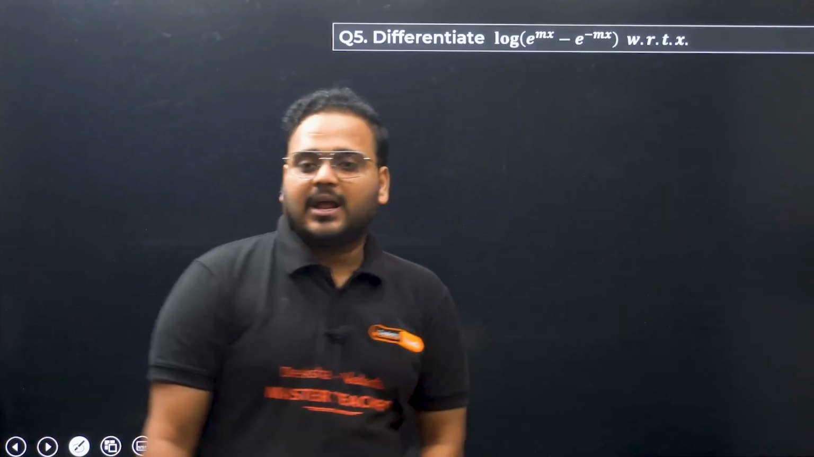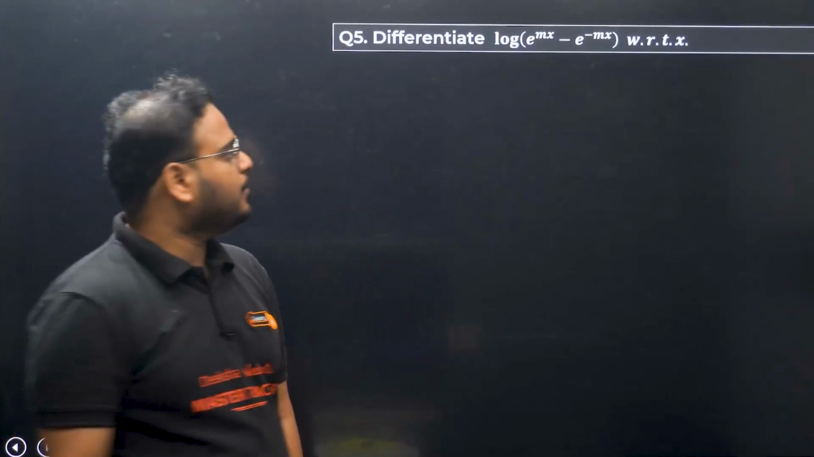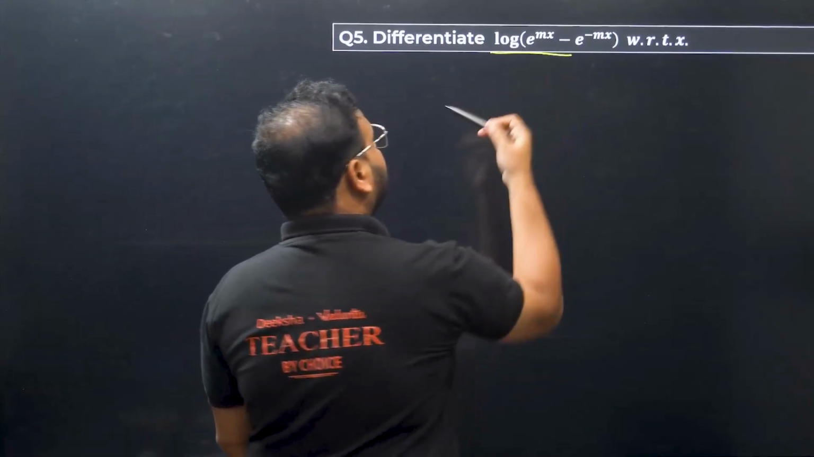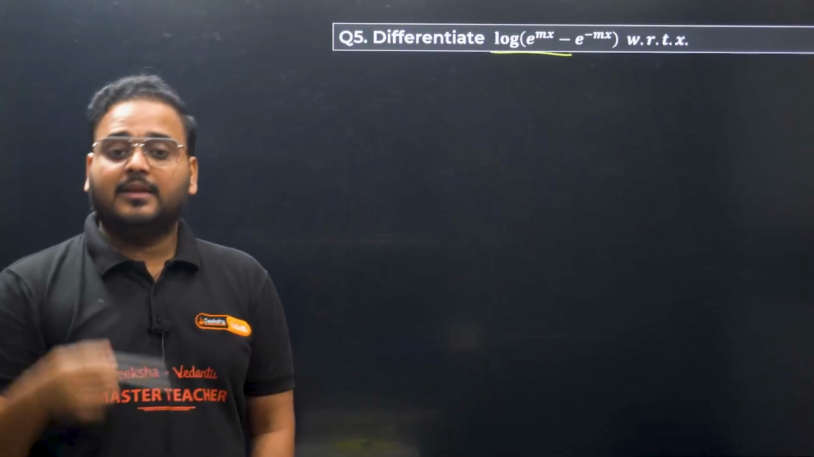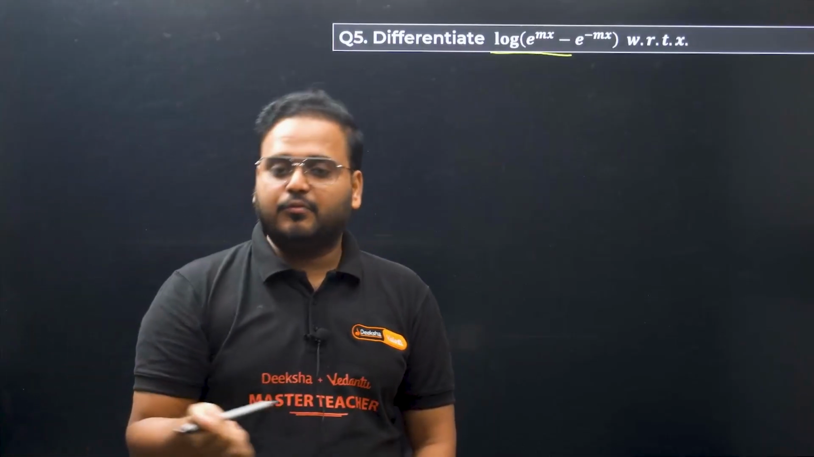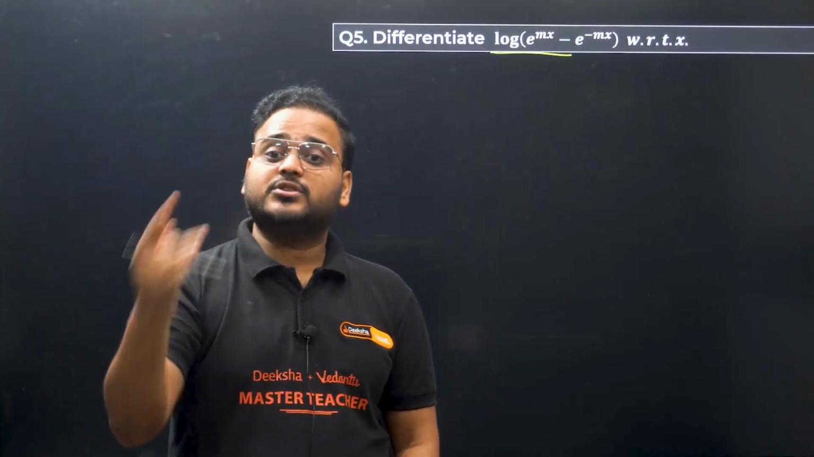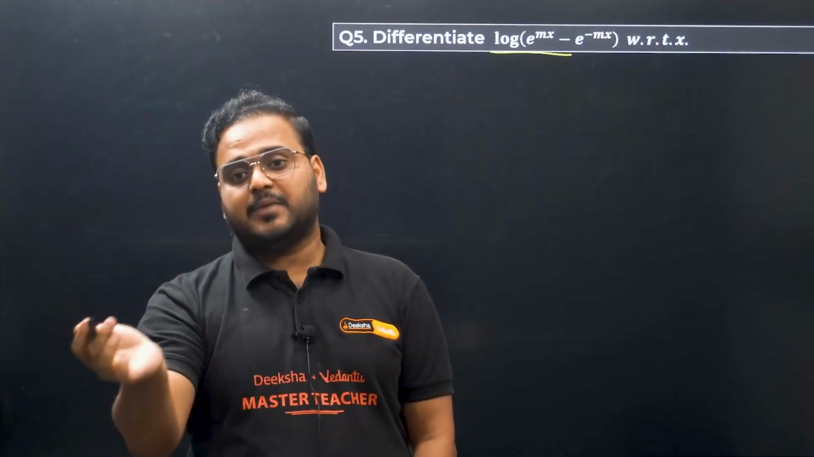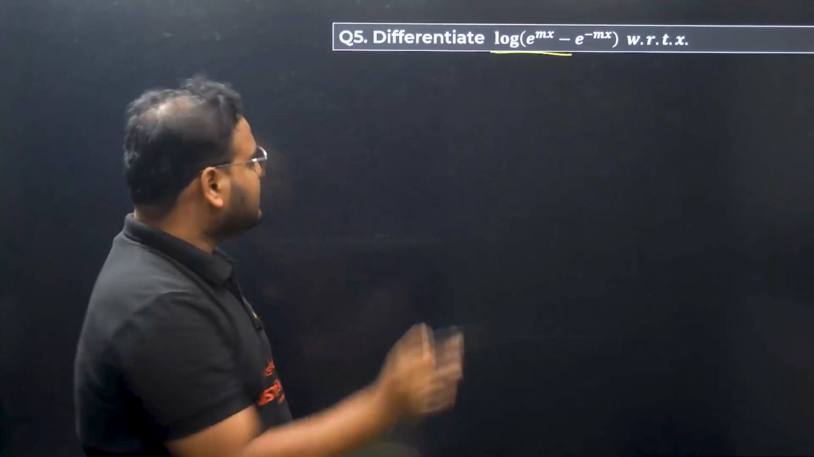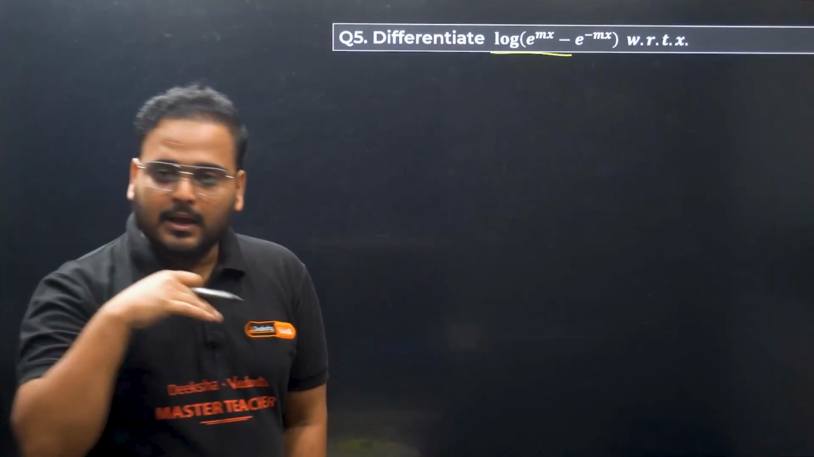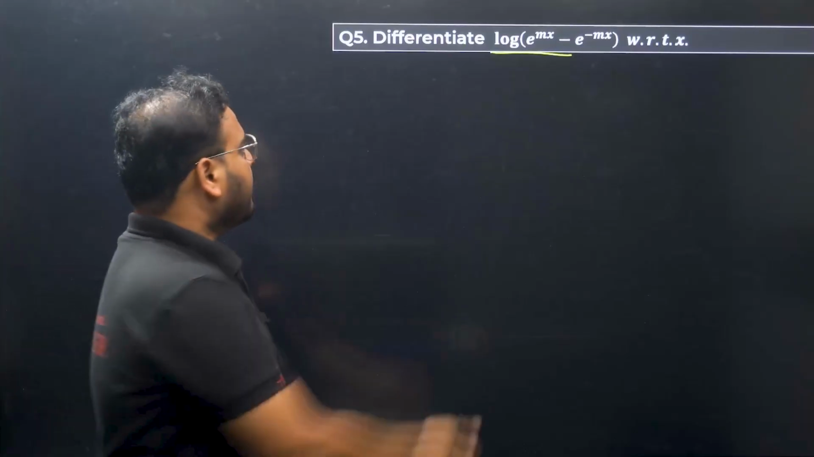Question number 5 now. Differentiate log of e power mx minus e power minus mx with respect to x. Do not worry, I have more questions coming your way in your session number. I think there will be session number 4 also. There will be another question session for CET, for JEE mains. So there are a lot of questions coming your way. So yes, I am taking some easy questions over here, but we're going to build on that. Do not worry. Let's solve it.